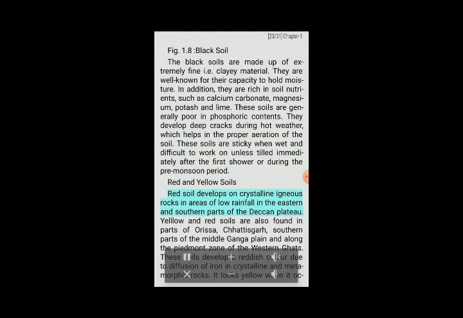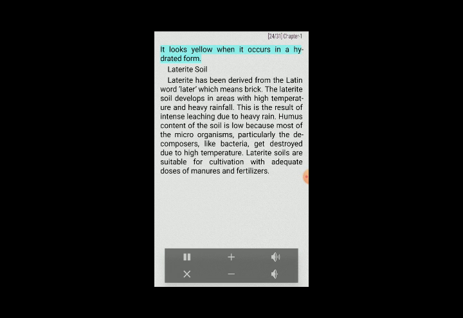Red and yellow soils. Red soil develops on crystalline igneous rocks in areas of low rainfall in the eastern and southern parts of the Deccan Plateau. Yellow and red soils are also found in parts of Orissa, Chhattisgarh, southern parts of the Middle Ganga Plain and along the Piedmont zone of the Western Ghats. These soils develop a reddish color due to diffusion of iron in crystalline and metamorphic rocks. It looks yellow when it occurs in a hydrated form.